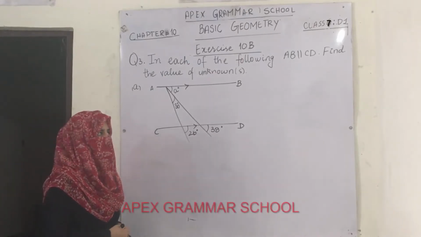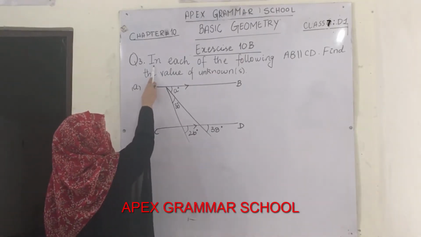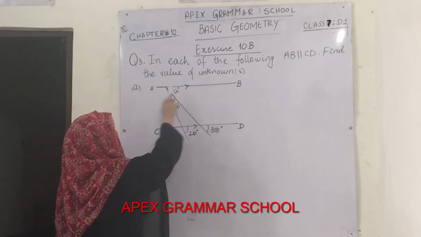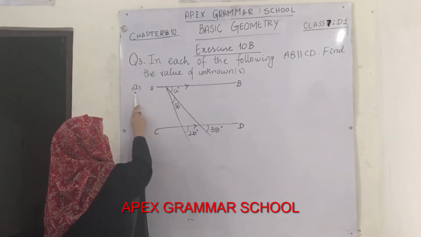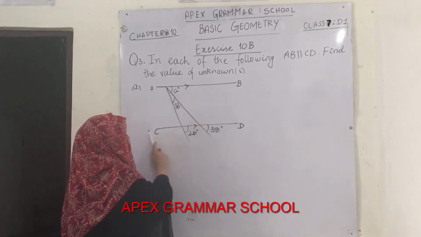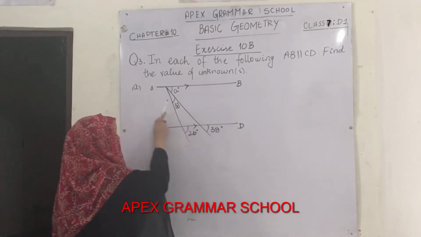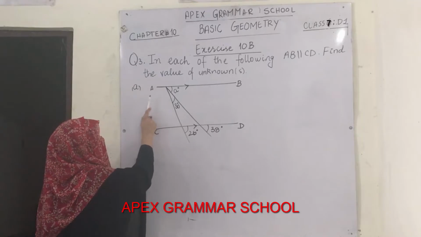Exercise 10B, question number 3. In each of the following, AB is parallel to CD, find the value of the unknown. In A part, you can see the line AB is parallel to the line CD. There are two transversal lines.